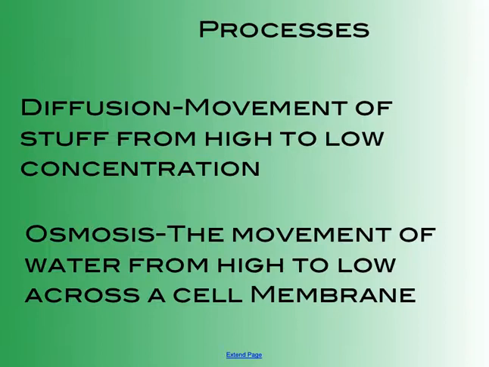There are two processes that are critical to cell production. One is diffusion, which is where different small particles move in and out of the cell from an area of high concentration to a low concentration. Osmosis is quite similar to diffusion, but it specializes in the movement of water from areas of high concentration to low concentration across a cell wall or cell membrane. You will see later on in our visuals what diffusion and osmosis look like.